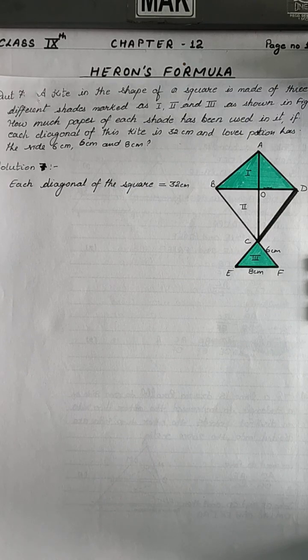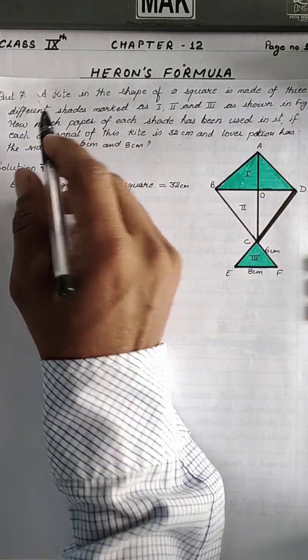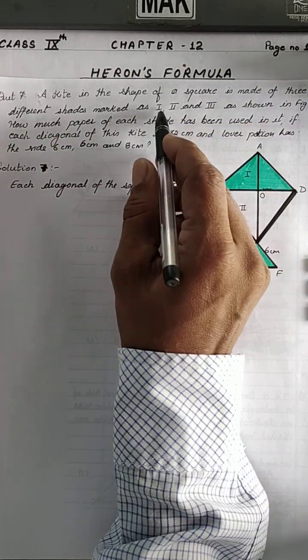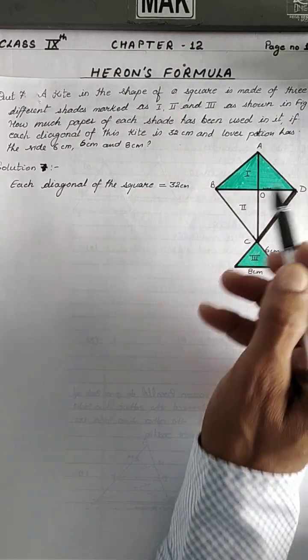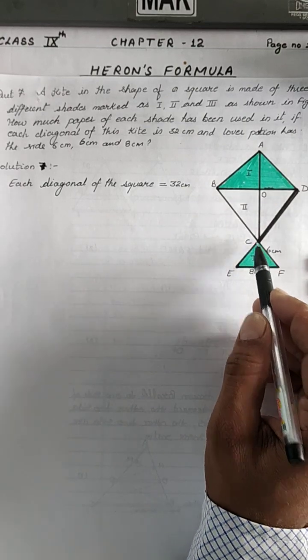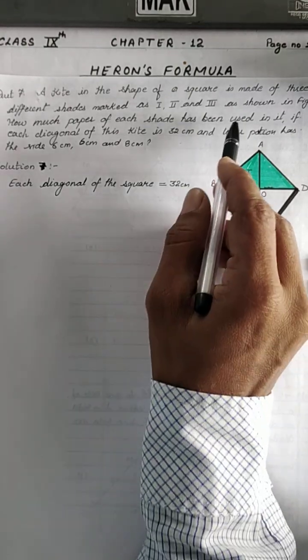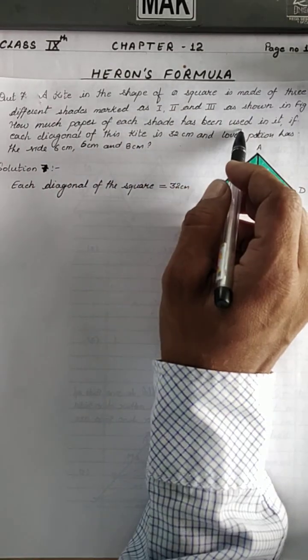A kite in the shape of a square is made of 3 different shaded parts: first, second and third. You can see the first is ABD, the second is BCD and the third part is CEF. How much paper of each shade has been used in it?